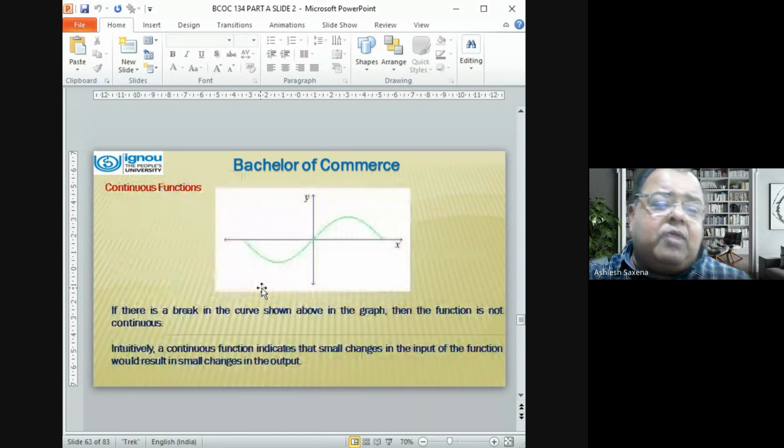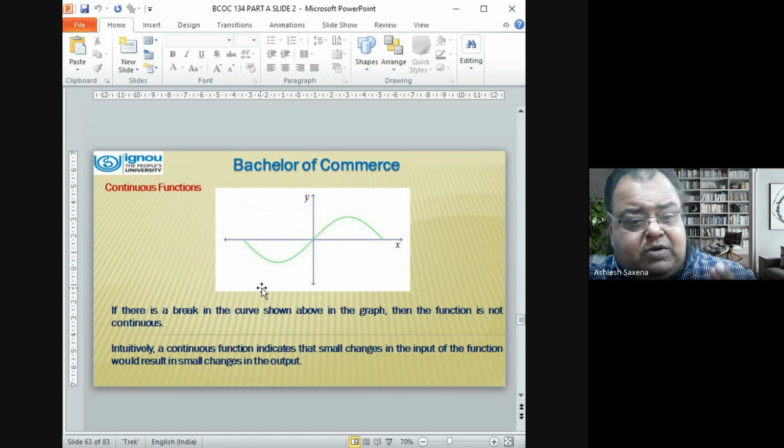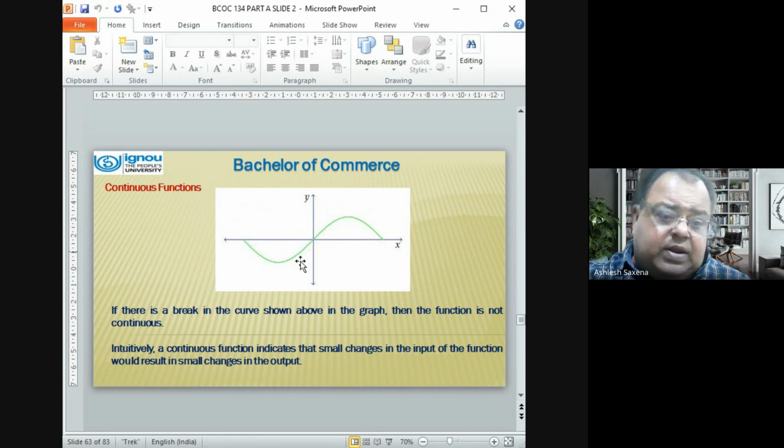Now we will be talking about continuous function. As the English meaning of continuous, it means in a line, in a rhythm, not breaking anywhere. You can see this graph. We don't see any break in this graph. If we see any break in the graph, then it is not continuous. A continuous function indicates that small changes in the input of the function would result in small changes in its output. Now, what does that mean? Let it be any function.